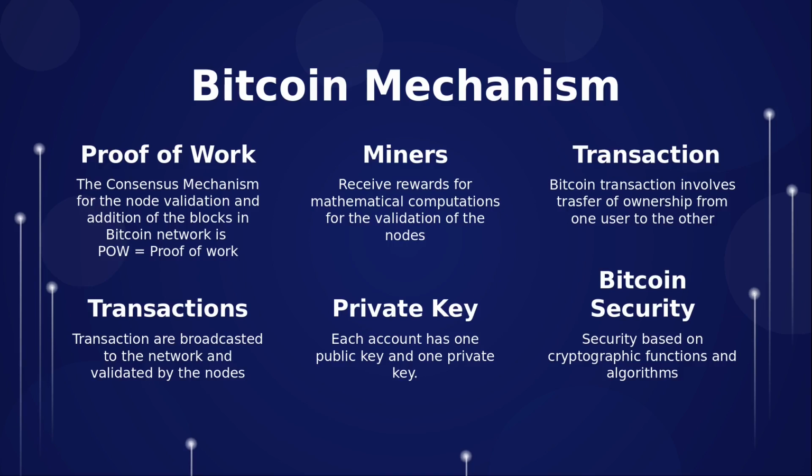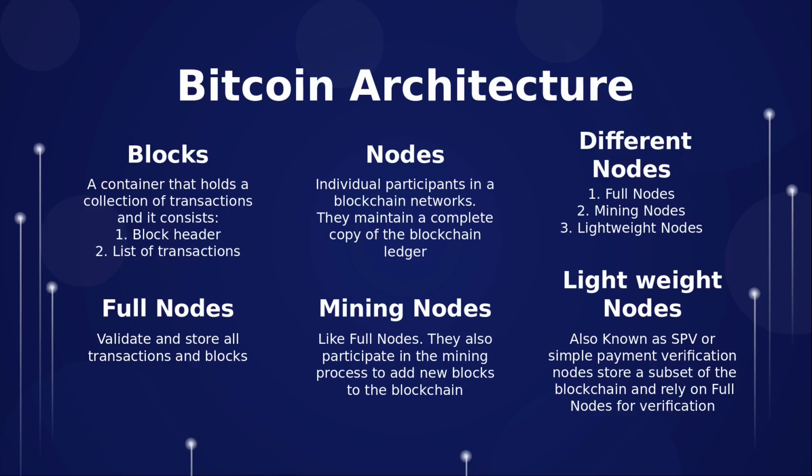Now let's talk about the different sections of a blockchain in more detail. First of all, we're going to talk about the blocks. In a blockchain system, a block is a container that holds a collection of transactions. Each block typically includes a block header and a list of transactions. The block header contains metadata such as a reference to the previous block, a timestamp, a nonce, and other relevant information. The transactions in a block represent the data being recorded on the blockchain, such as financial transactions or smart contract interactions.